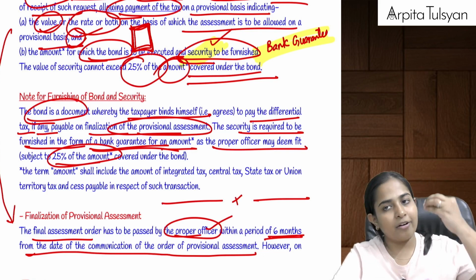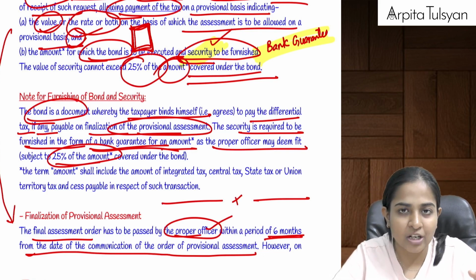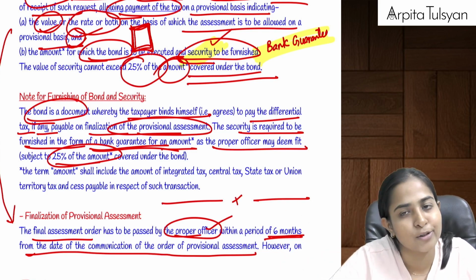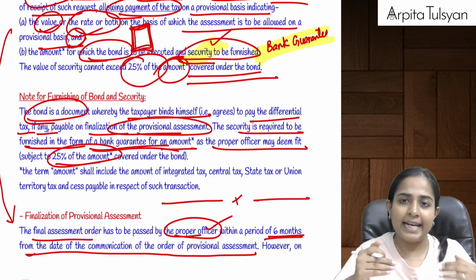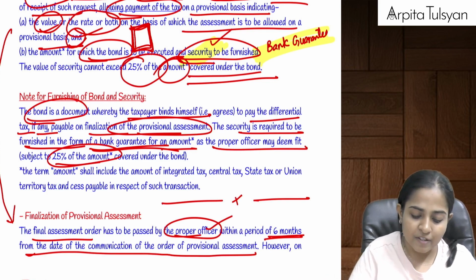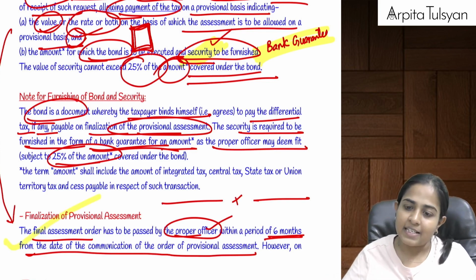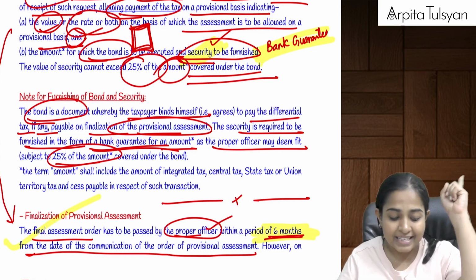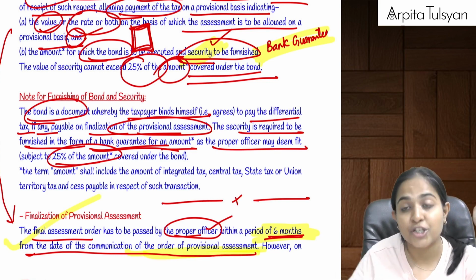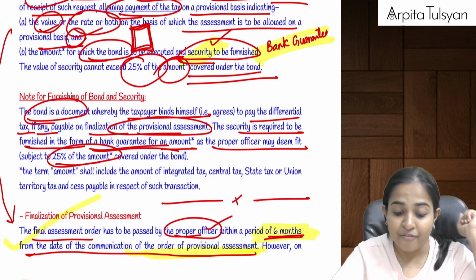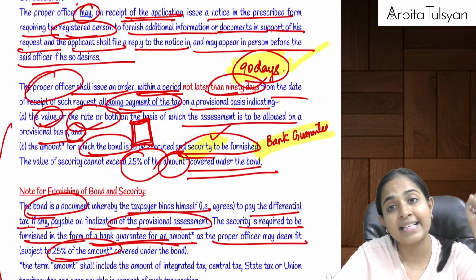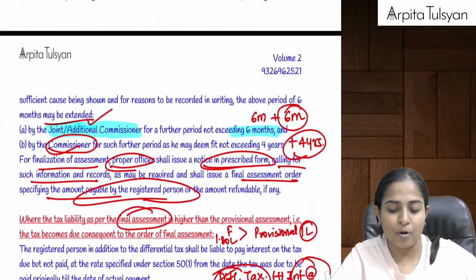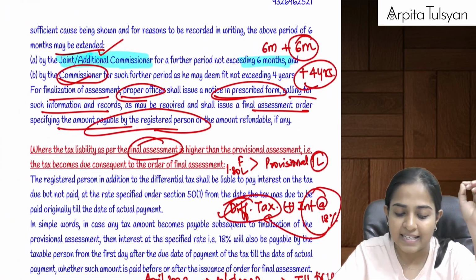Now, as of now I have paid the tax on provisional basis. I am doing the business on provisional basis, and I am collecting the amount from my customers also at that rate only. In the meanwhile, the proper officer will do the final assessment and pass the final assessment order within 6 months from the date of communication of the provisional assessment order. Remember, within 90 days I had got that provisional assessment order. From that day, within 6 months, the proper officer will pass the final assessment order.